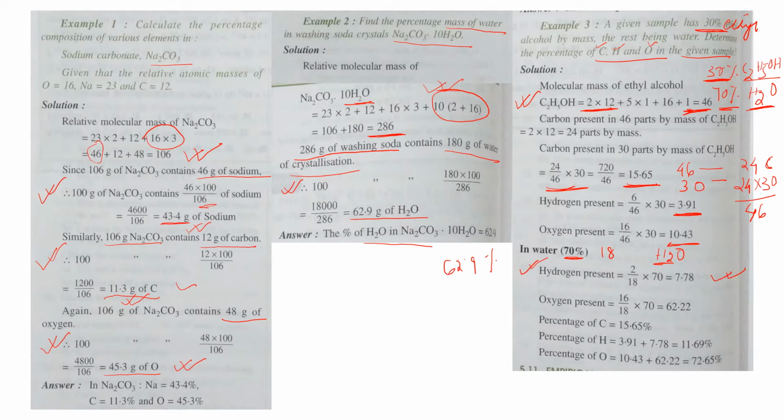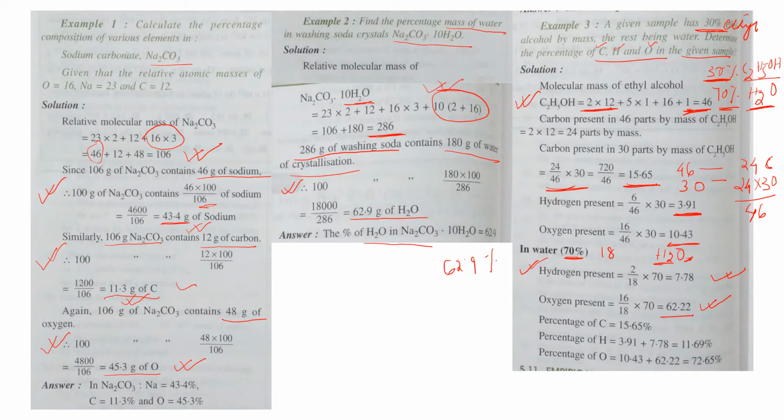Okay. Then oxygen you find out similarly. Oxygen is 16, you know here. So 16 into 70 by 18. So it is 62.22 because 70 parts of water is there. So 18 parts containing 2 parts of hydrogen. So 70 parts containing how much? Similarly for oxygen also you are getting 62.22.